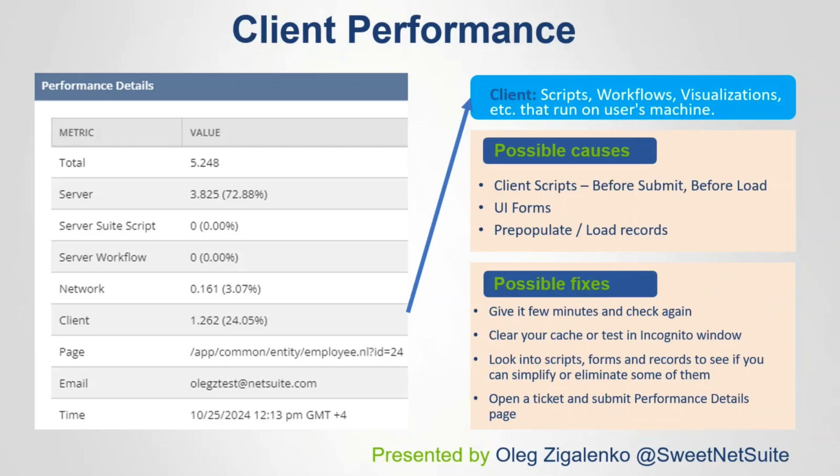Now, the next one we'll talk about is the client side, which is your side, the computer where you're sitting. If you see a big percentage there, which in this case is 24%, which is okay, the possible causes for this could be your client scripts. There are a lot of scripts running, so there are a lot of different things going on. You have forms that are loading, maybe you have images loading, whatever you have in there.